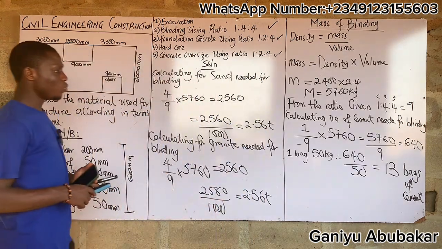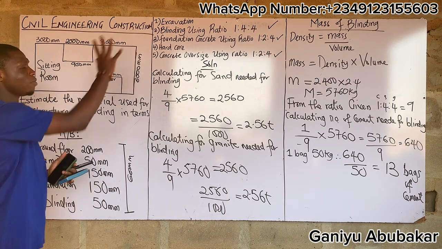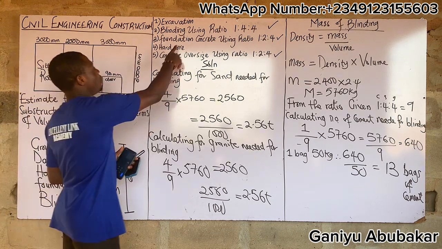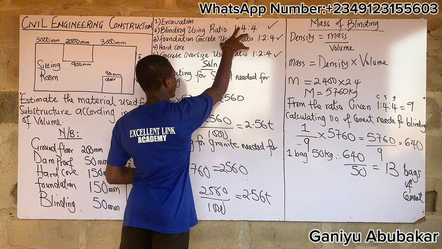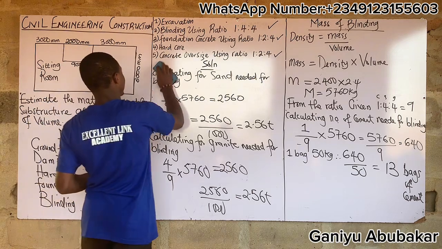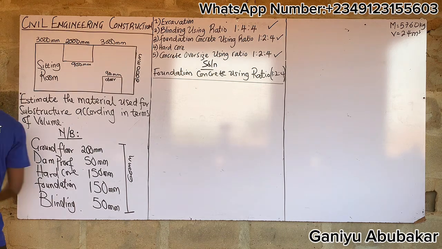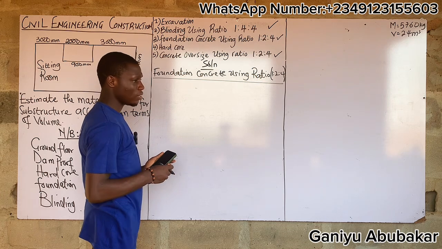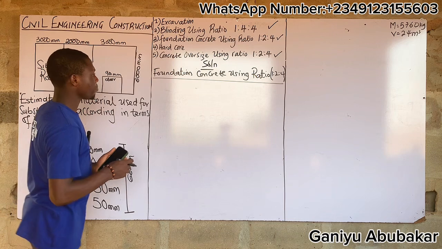All right, I'm done with the concept of blinding, right? So I've done the materials required for blinding. Let's move to the next one, called the foundation concrete, using ratio. Let's get the amount of sand, cement, and granite needed for this one too. Let's get this done, please.